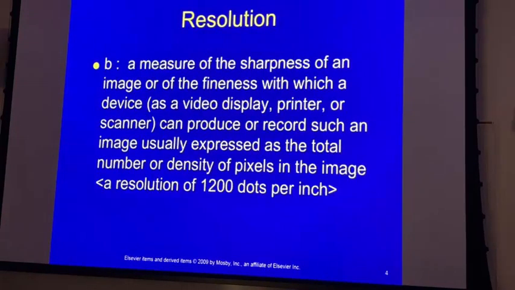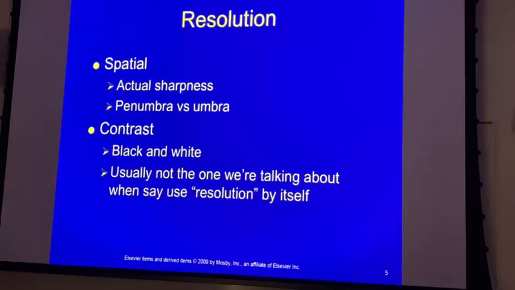So we looked at some definitions. We looked at what spatial resolution was, and that was actual sharpness, and we talked about penumbra versus umbra. Umbra being a sharp image, penumbra being the fuzziness, right? Then we talked about contrast being black and white, the difference in densities between adjacent structures. So for questions that specify difference in density, that's your contrast, and or your contrast resolution.